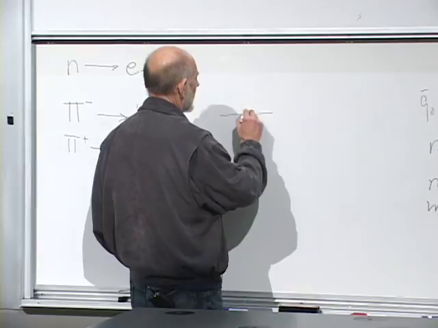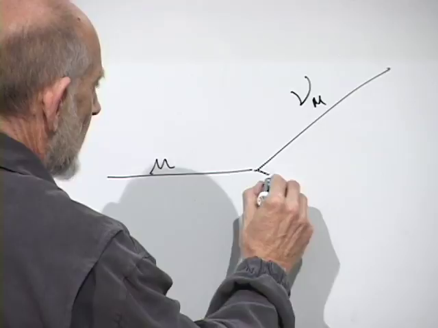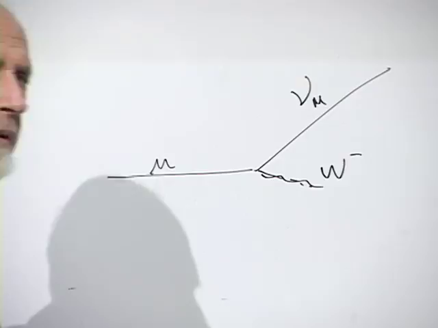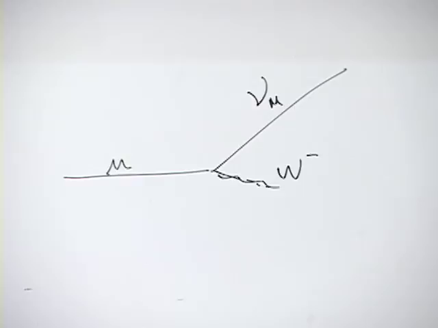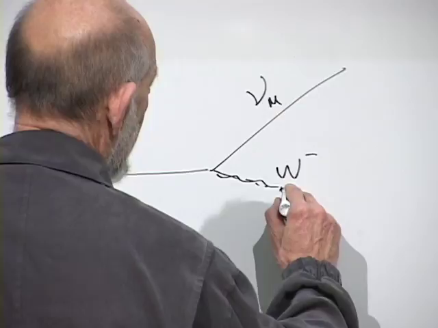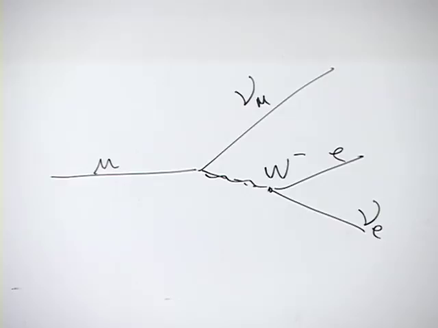Here's the muon moving along. Now, what can the muon do? The muon can become a muon neutrino and emit a W. What kind of W? W minus, right? It can become a W minus and a neutrino. But now, one of the things that W minus can do is become an electron and an antineutrino. So this W minus can now become an electron and an antineutrino of the electron variety. Can this happen? Yes, it can happen. Not only can it happen, this is the way the muon decays.